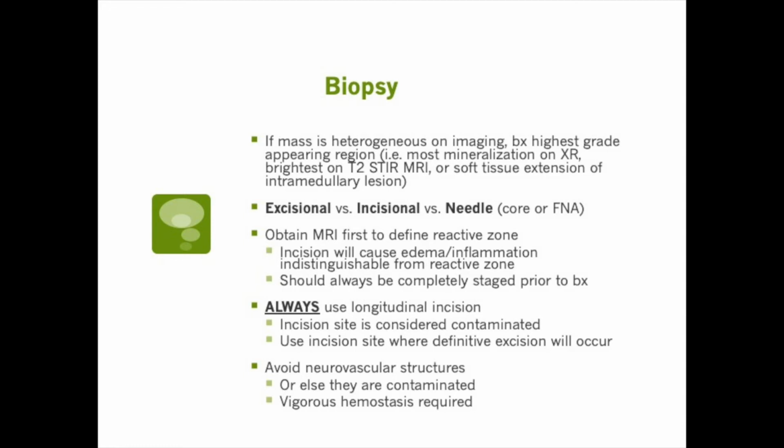You also want to scour those images carefully because any central necrosis or fluid collections or hemorrhage, there's not going to be live cells in there that you're going to get a meaningful diagnosis from. So you want to get the parts that are enhancing after gadolinium. The types of biopsy are excisional, incisional, or needle biopsies. And when it comes to needle, you talk about core or fine needle aspiration biopsy.